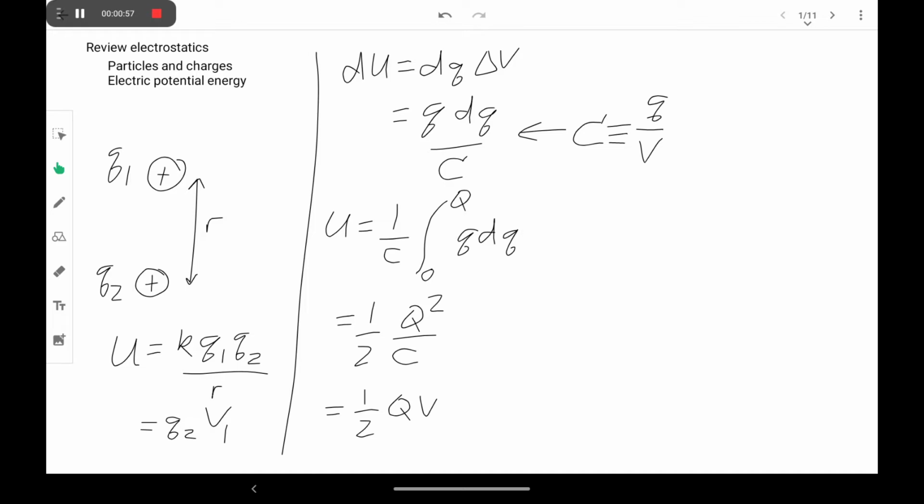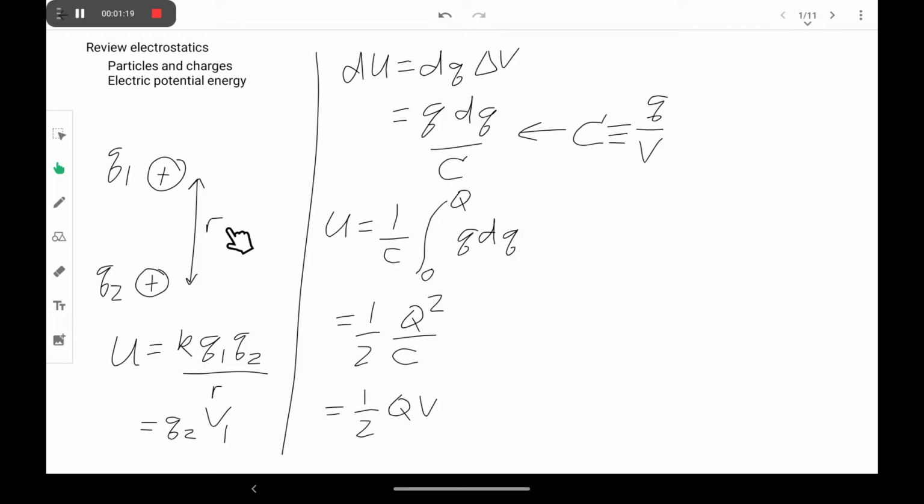Okay, so what I've got here is a couple of charges. Let's just say they're positive just for ease, but they could be negative, or one positive, one negative. But what's important, as we remember from Coulomb's law, is that the force between charges depends on the size of the charges and the distance between them.